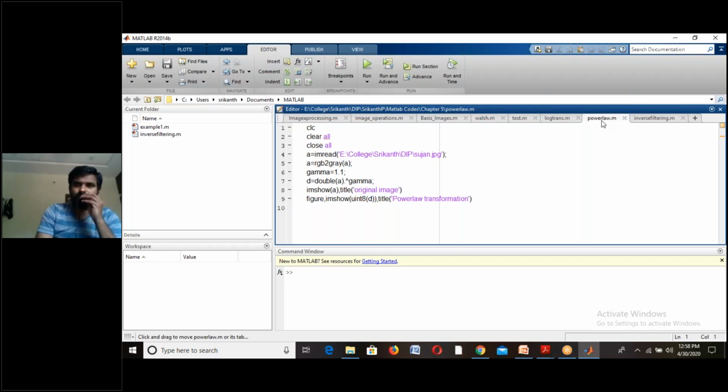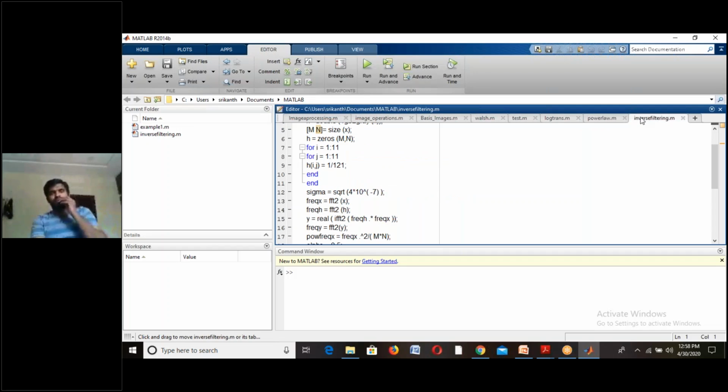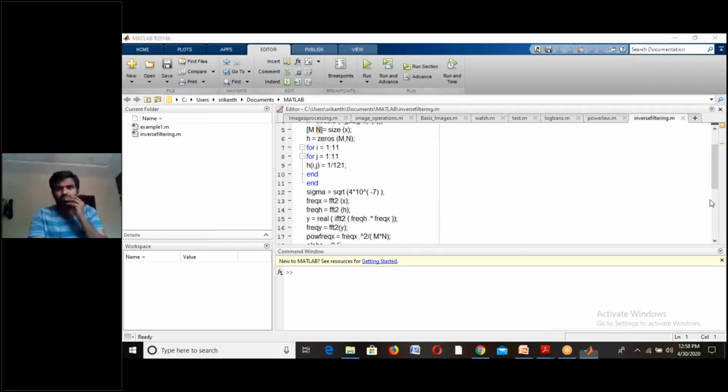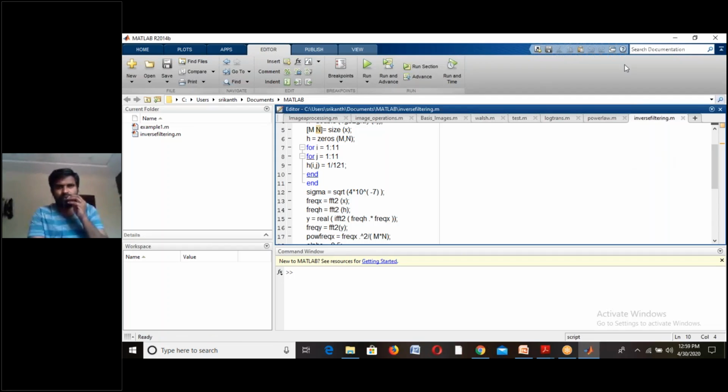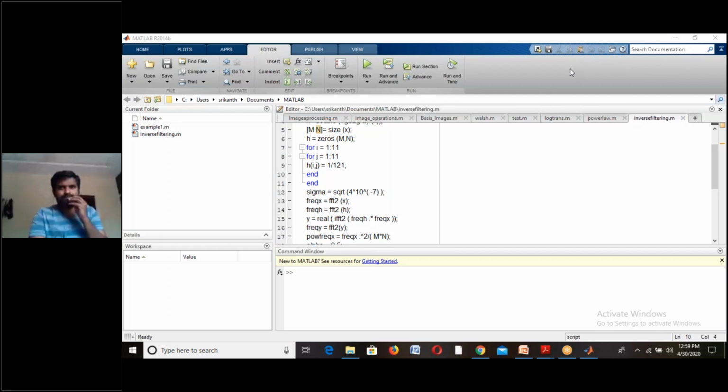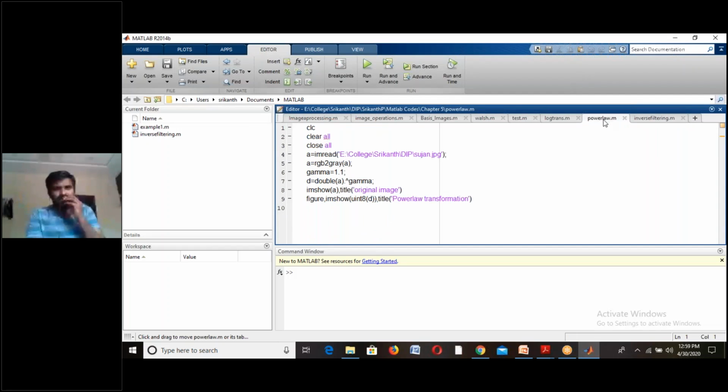Simple example: if I show inverse filtering, I would like to show the output of the inverse filtering. And before that, I should know the degradation of the image due to the motion. All these things you can try in MATLAB.